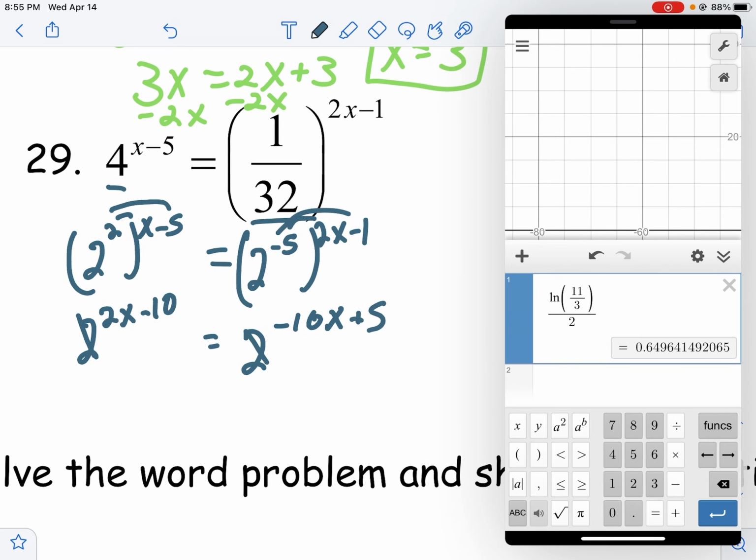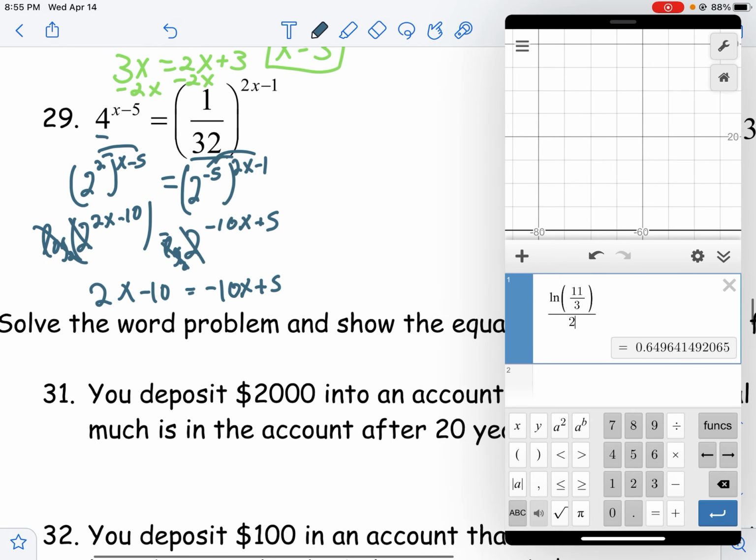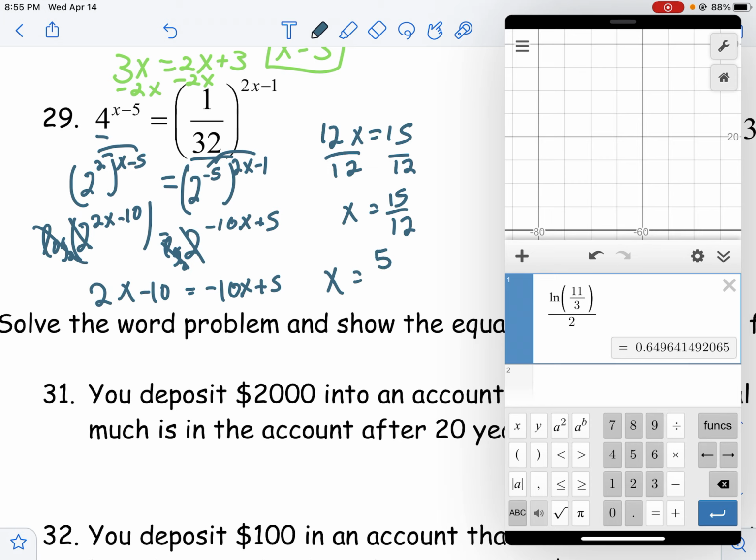Again, here's one where we can just drop the 2's. All right, they don't cancel across, but if you would just take log base 2 of both sides, they would go away, right? So that's 2x minus 10 is equal to negative 10x plus 5. And then we're solving for x here. So that's going to be 12x is equal to 15, divided by 12 to get x is equal to 15 twelfths. And then reduce it. That is x is equal to 5 fourths when you divide both of those by 3.